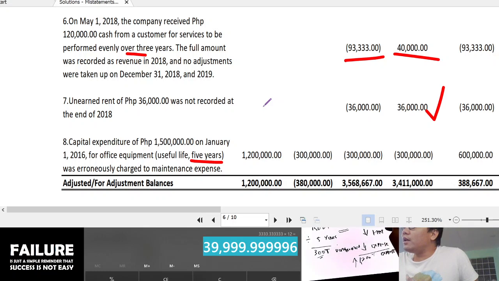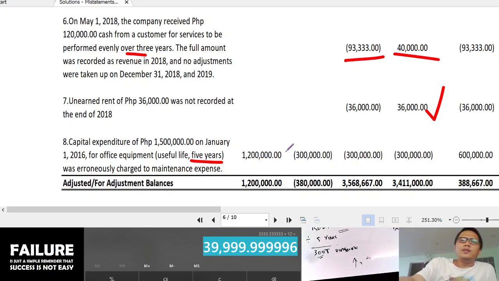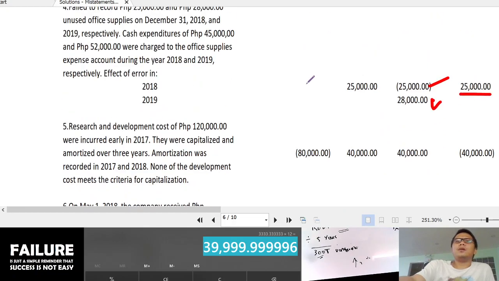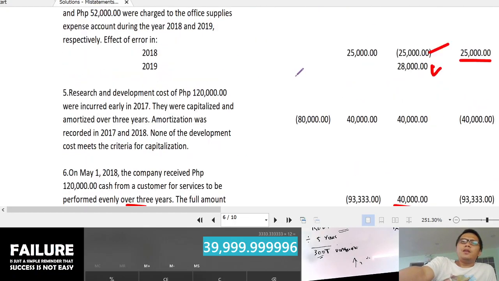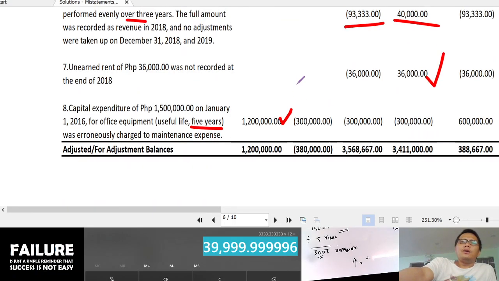Understated net income. Kaya nga, ito yun, understated by 1,2. In 2017, ano na lang yung effect ng error? Error, okay, that pertains to your depreciation. So, that is 300,000 na understatement of your depreciation expense.